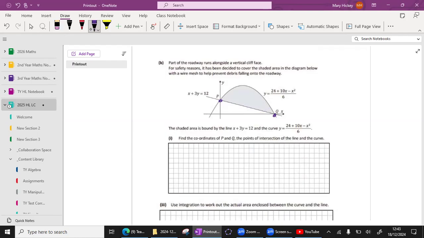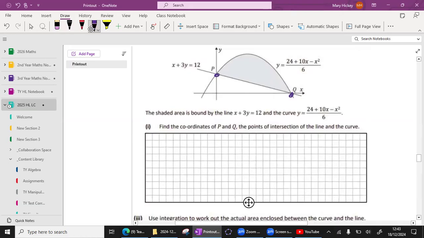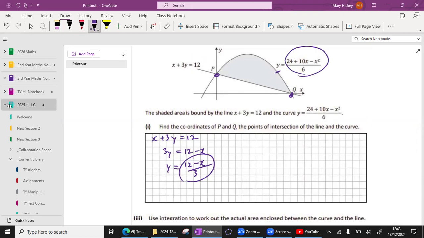So to get their points of intersection, I literally just need to let them equal one another. Now this one is written as y equals. So the first thing I'm going to do is rewrite the linear to be y equals. So I'm going to just move the x over. The linear is (12 minus x) over 3. So to find out where they meet, I'm literally just going to let one equal the other.